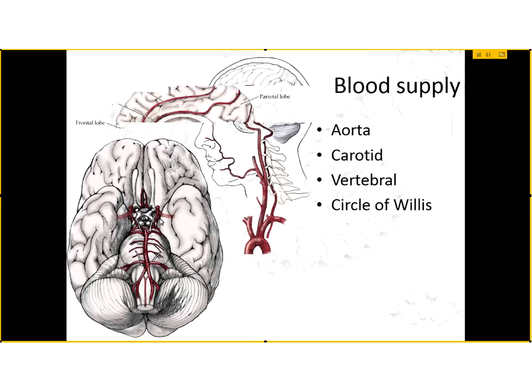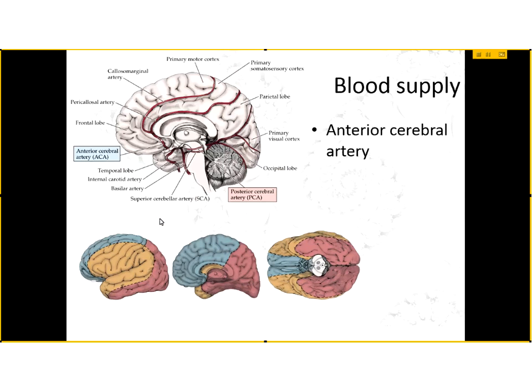So let's look at beyond the circle of Willis. We have three different types of arteries. Our first is the anterior cerebral artery. The anterior cerebral artery supplies this area in blue here. So we see that it's this medial portion of the frontal lobe. From this lateral view, you can see where that's supplied. From the sagittal view, you can see the area that's supplied, the medial portion of the frontal lobe. And from this ventral view, we can see we're supplying that medial portion.